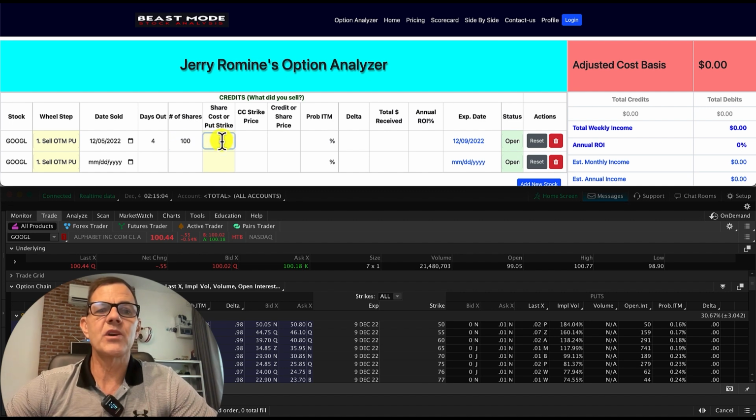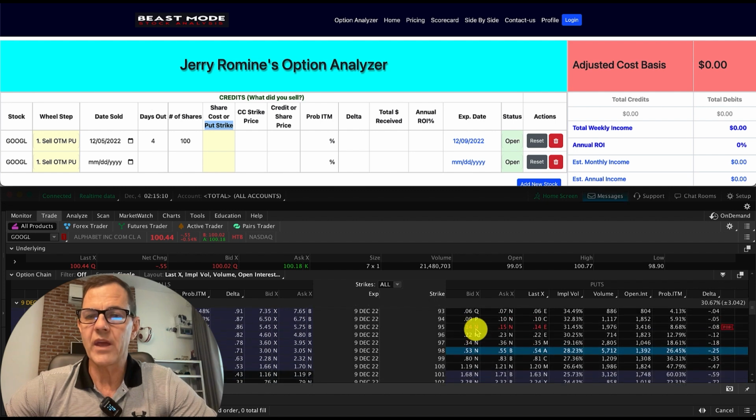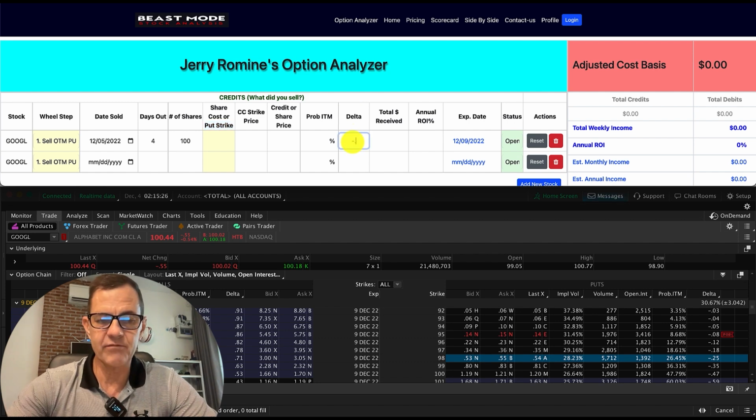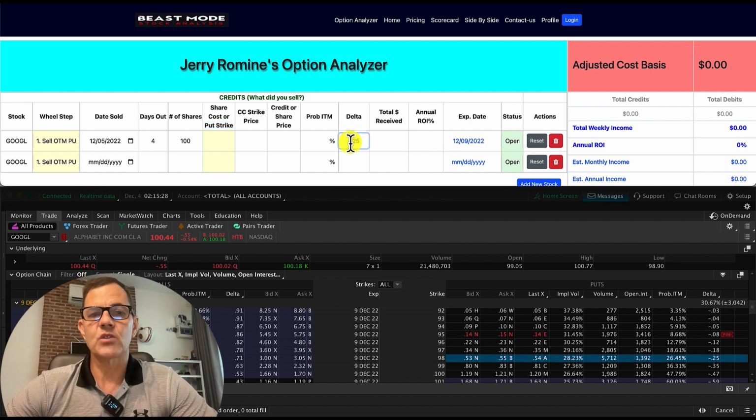And then our next step is we want to put in our share cost, or in this case, the put strike. So now we're going to scroll down and we want to look for a put strike that is about a delta of 0.3. So you can see we've got our choice of a negative 0.35 or a negative 0.25. We're going to go ahead and run with the negative 0.25. So we can come up here and we can see on our delta, and we're going to put negative 0.25. And that's the one we're selecting, and our strike price is going to be $98.